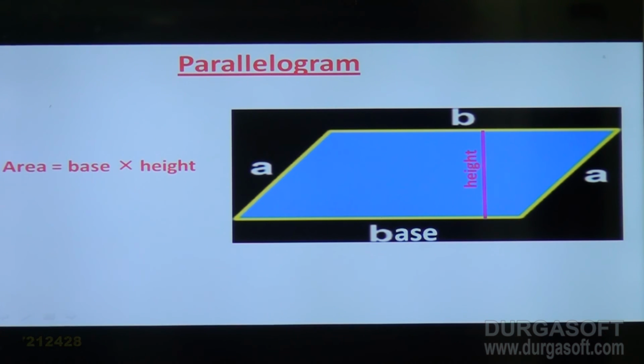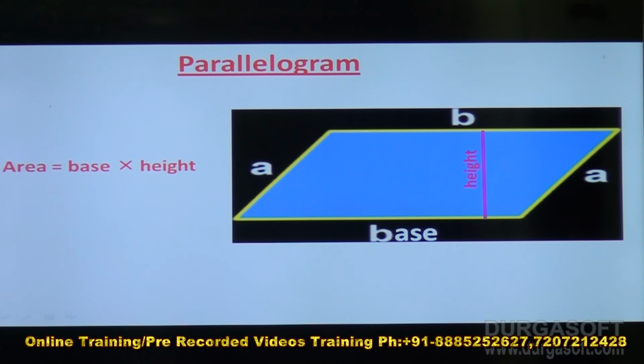And next, parallelogram. You can see the figure here. If you observe A and B, that means opposite sides are equal, right? And you can consider this as the height, and this as the base. So the area of a parallelogram will be base into height. You can see this will be the base and the red line will be the height, where the sides are A.